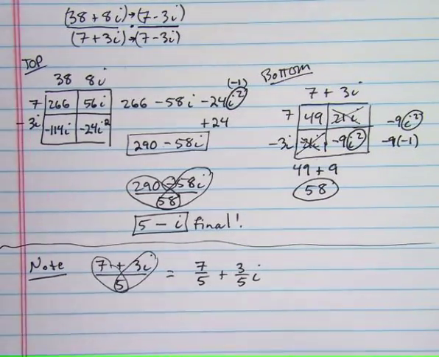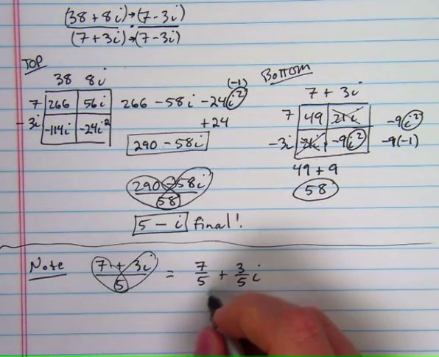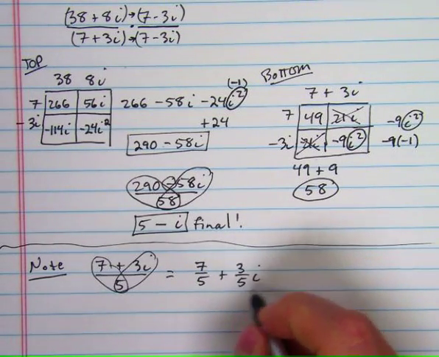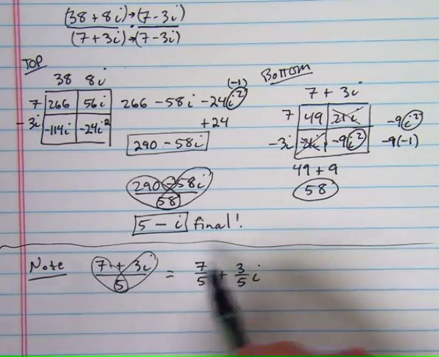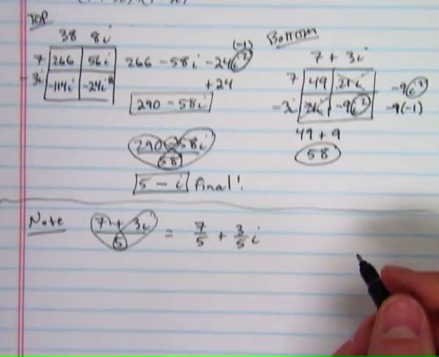And the reason we do that then is then we have a nice real part. We have a nice complex part. We don't have it grouped together in one fraction. We have a nice complex number.